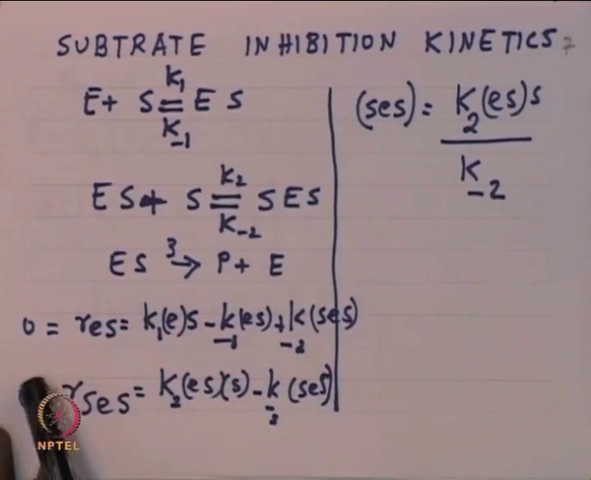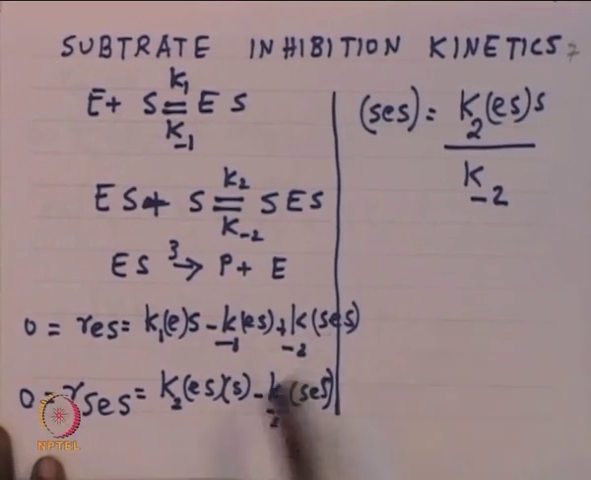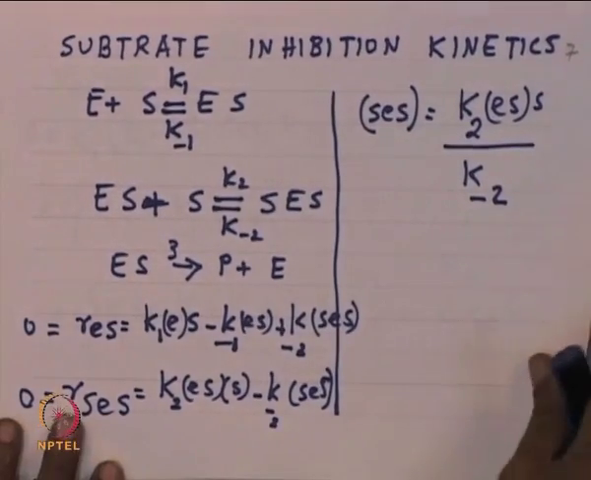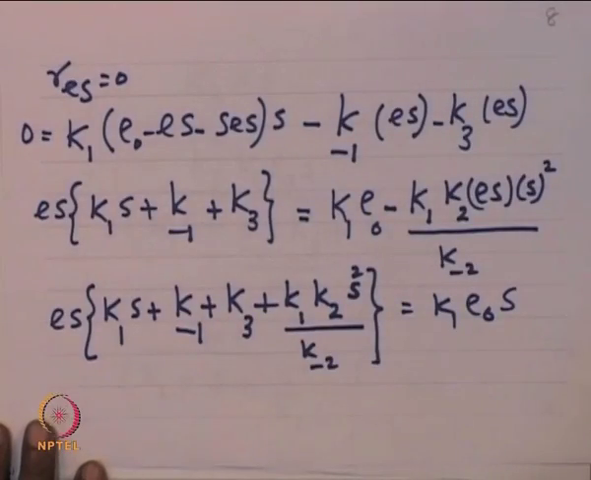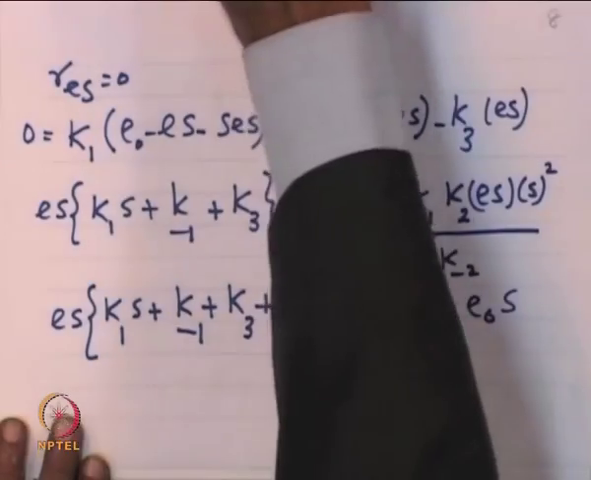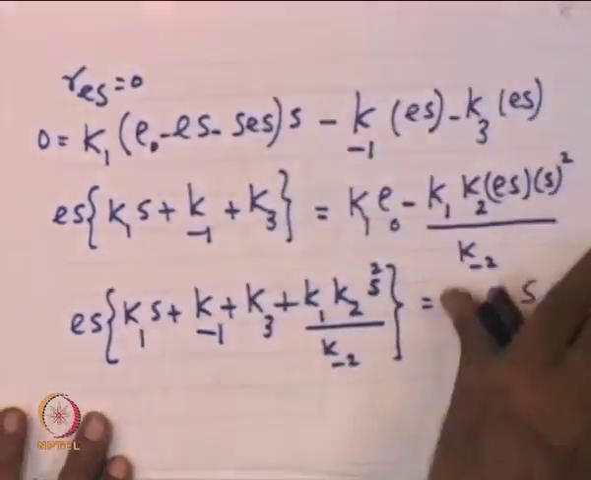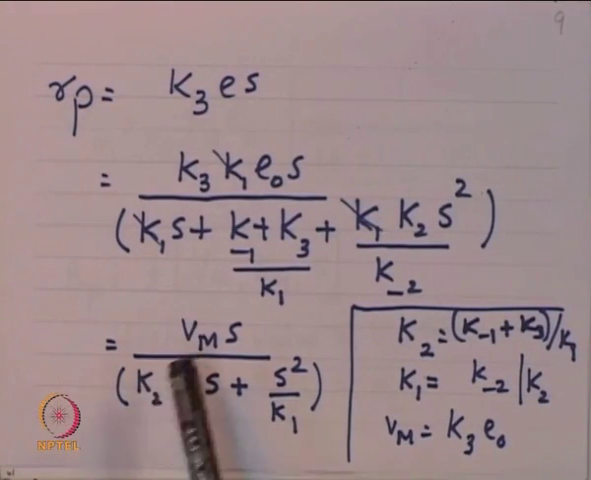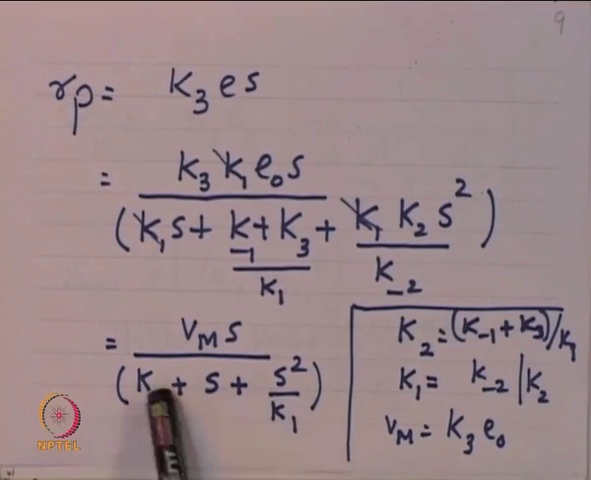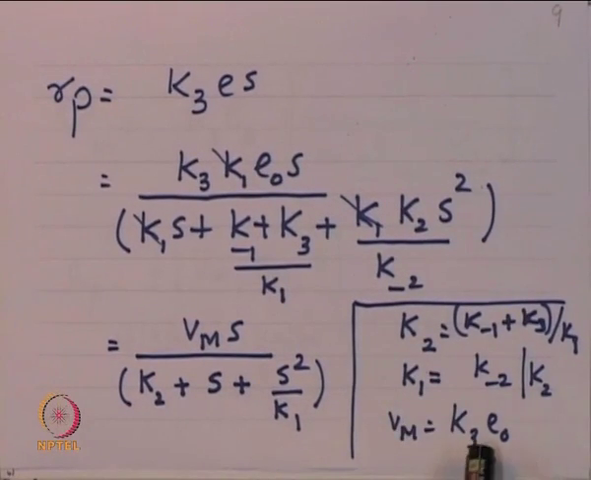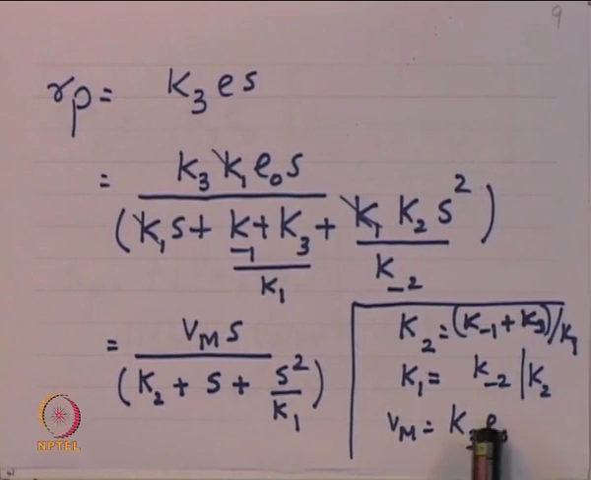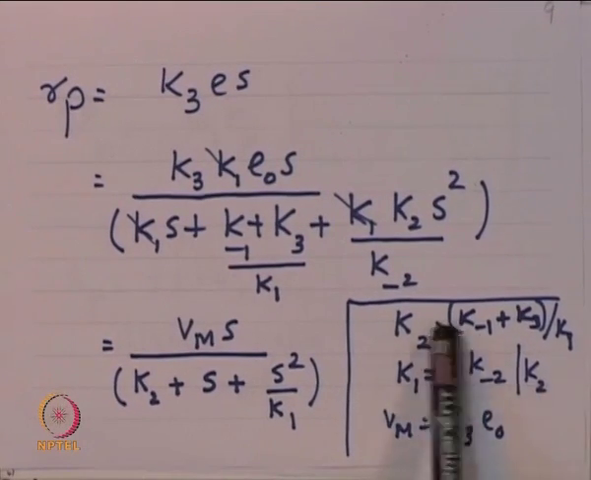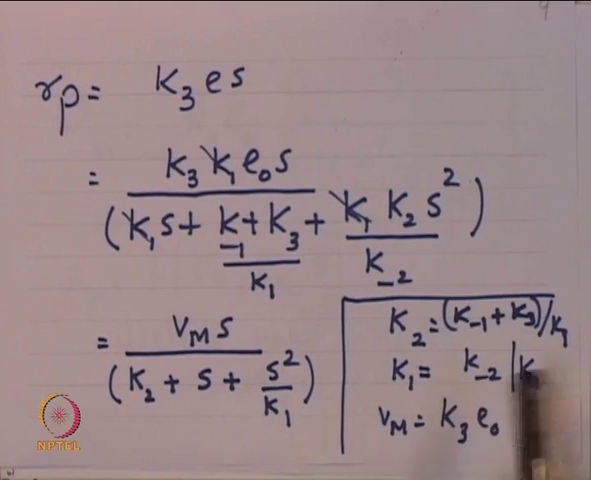There are many examples I have taken today also. So, with RS equal to 0 and RSES equal to 0, from this equation you can eliminate and find SES in terms of ES and S. So, it is now very easy to find the rate function. I have done this, and when you do all these manipulations, it finally looks something like this. The rate of formation of product has Vm. What is Vm? Vm is K3 E0. Notice here that as you change E0, the Vm will change. K2 and K1 are these ionization constants, K minus 2 by K, and all these constants come from your measurements on reaction rates.